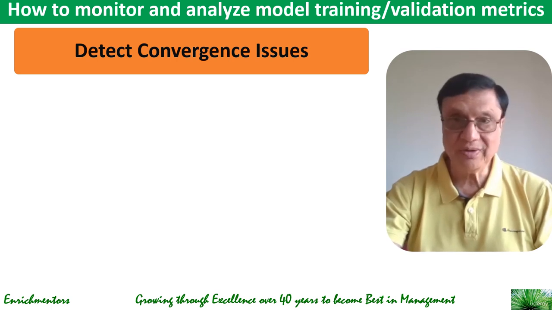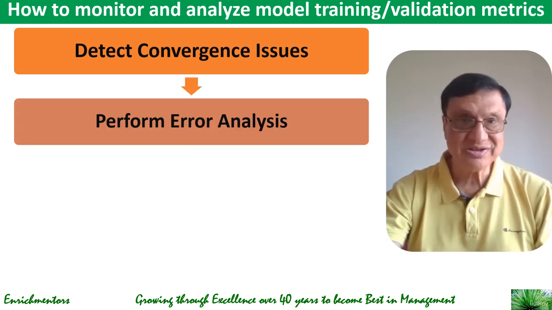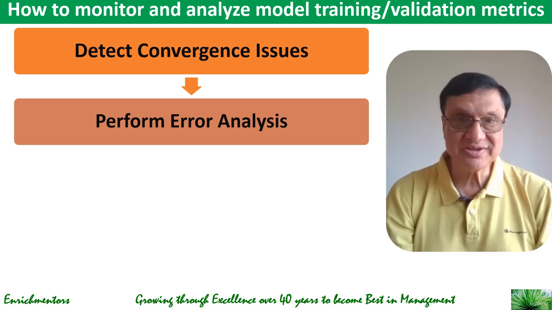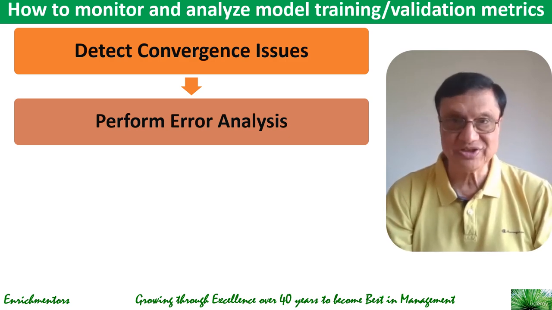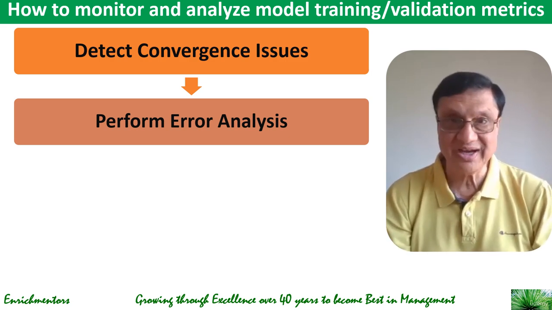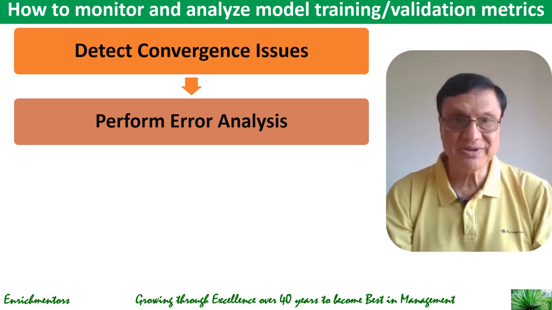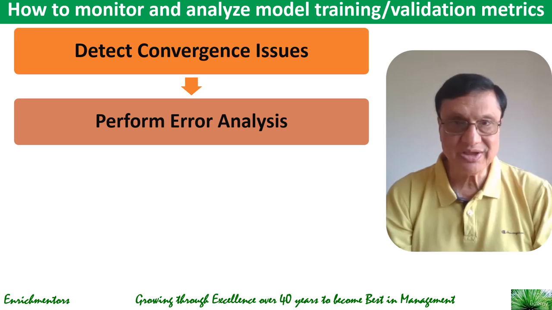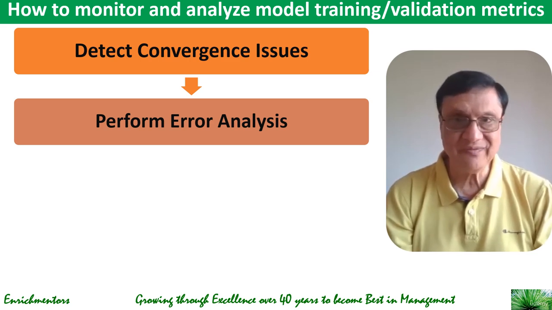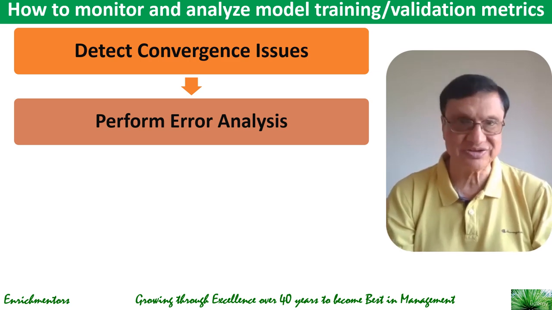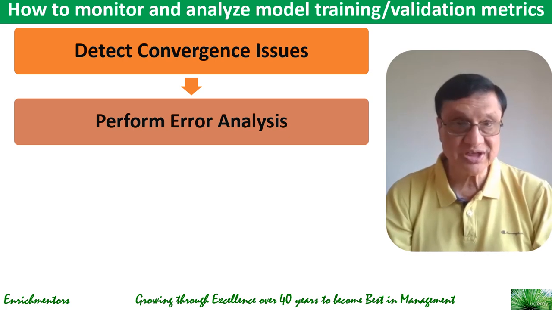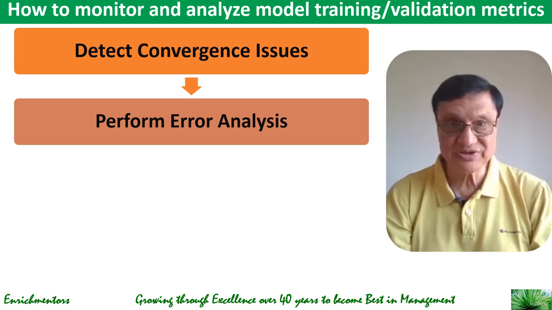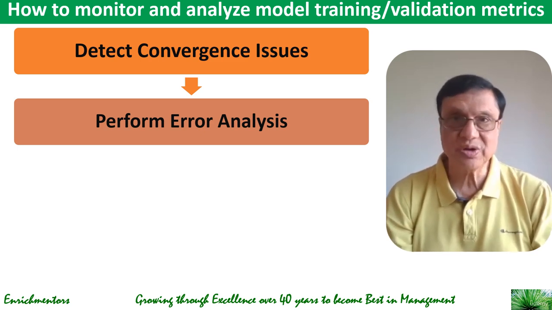Then you perform error analysis by analyzing individual instances where the model makes errors or makes predictions with high uncertainty. Examine misclassified samples, outliers, or instances with high prediction errors to identify patterns or common characteristics. Here you can use techniques like confusion matrix, precision-recall curves, or residual plots to gain insights into the model's behavior and potential sources of the error.